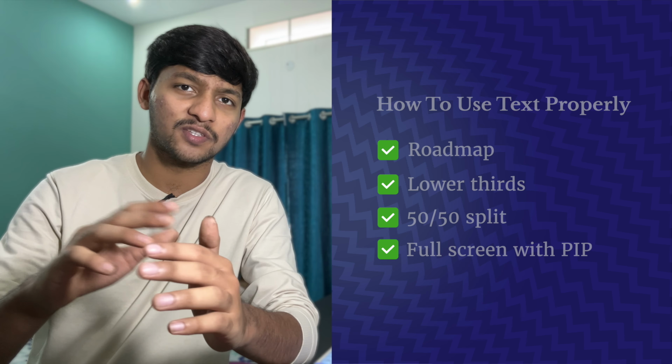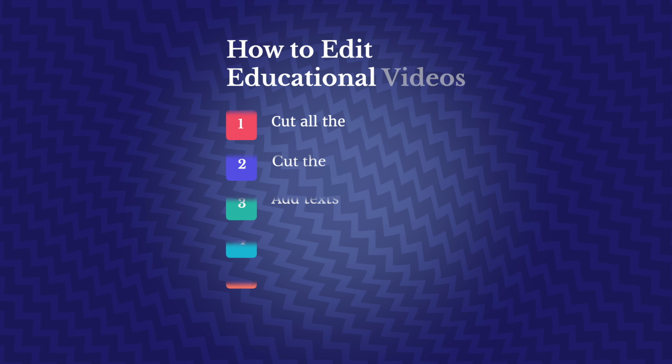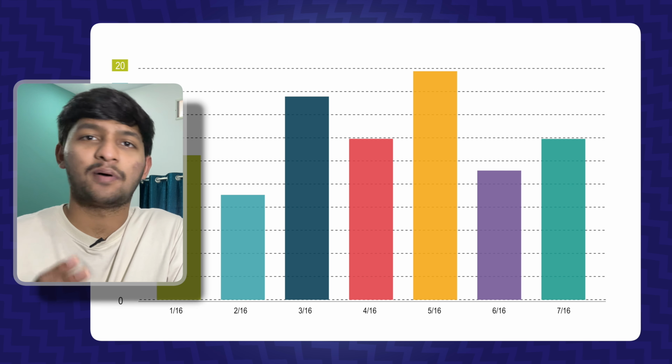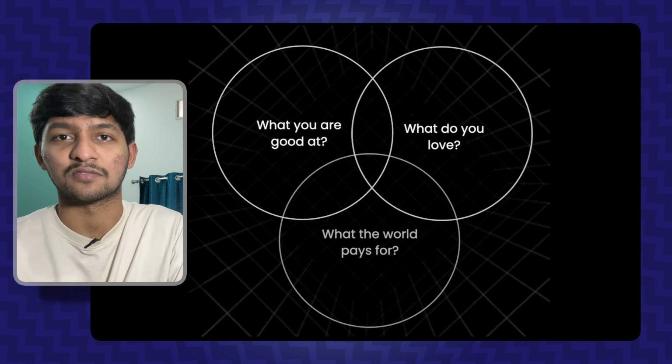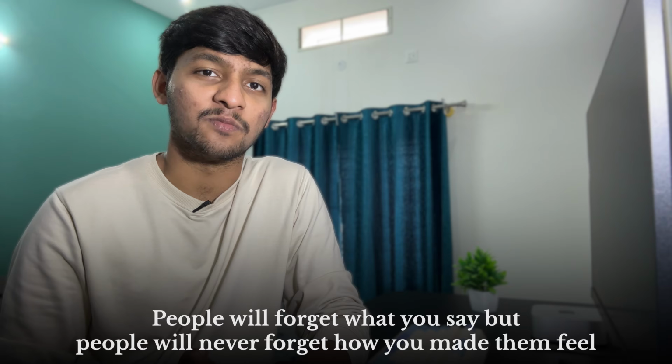Something like this. So these were some few ideas on how to use text properly. Step 4. Sometimes you need more than text to explain a concept. Now that's where diagrams or illustrations come in. Show simple Venn diagrams or simple graphics on the screen to visually show the solution. It could be simple pie charts, bar graphs, or simple animations. Because people will forget what you say, but people will never forget how you made them feel. And this is not my quote, by the way, I read it somewhere.